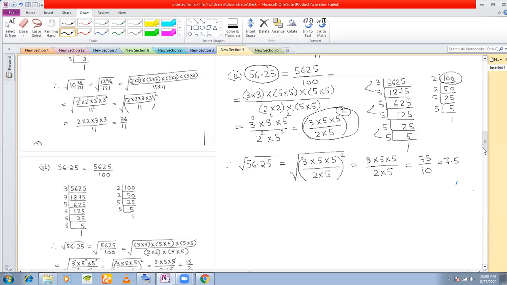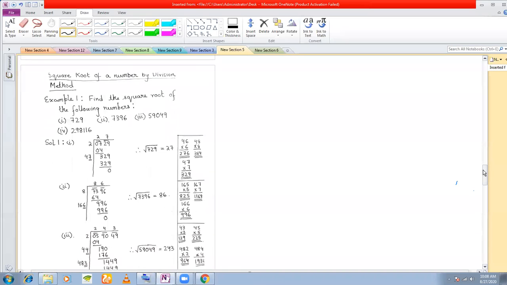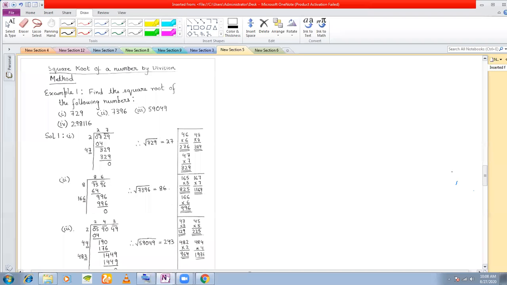We'll proceed now to the division method, the most important method, and which is you will be requiring mostly. Okay. To start with, I have given you 4 very simple examples on division method of finding square roots. Okay. Let's say find out the square root of 729. Very simple number, 729 by division method.